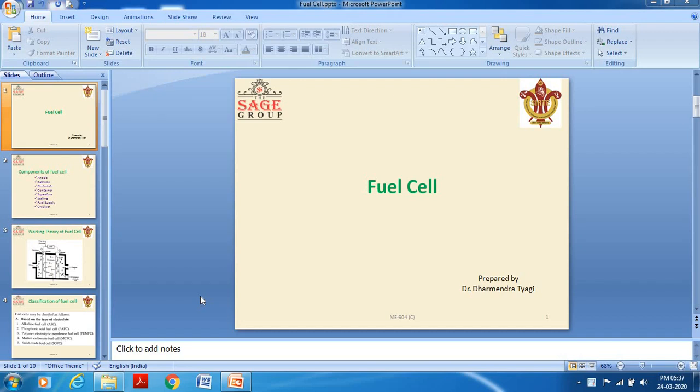Fuel cell. A fuel cell is an electrochemical device in which the chemical energy of a conventional fuel is converted directly and efficiently into low voltage direct current electrical energy. Fuel cell systems generally operate on pure hydrogen and air to produce electricity.